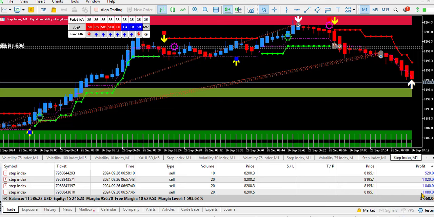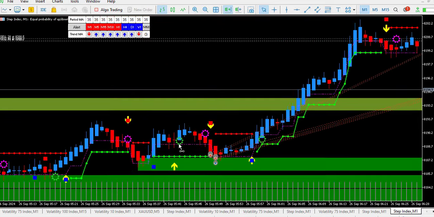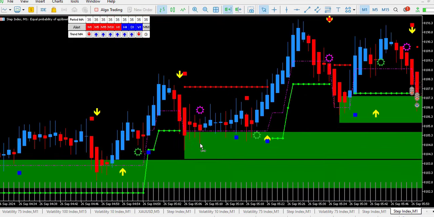So we have entered like 4 trades and all are running in profit. For a sell signal, it's still the same. This is the sell signal rather, and for a buy signal, let's check it out where we have it.